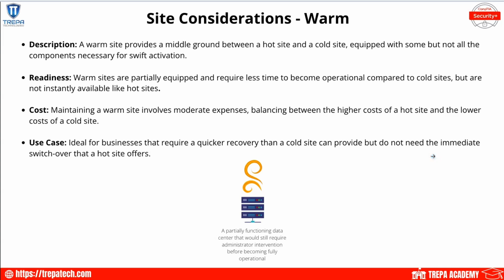A warm site. So a warm site provides a middle ground between a hot and cold site. It's equipped with some, but not all the components necessary for swift activation. So what we're saying here is that with warm sites, you're probably going to have the data center racks. You're going to have the equipment. They're going to be powered on. They may have internet connectivity, but maybe they're not fully functioning, right? They're not currently doing any data processing. They're just waiting for that primary to go down, for an administrator to come in and do the full configuration. It could take anywhere from an hour, 2 hours to maybe a day, right? And then it's up and operational.